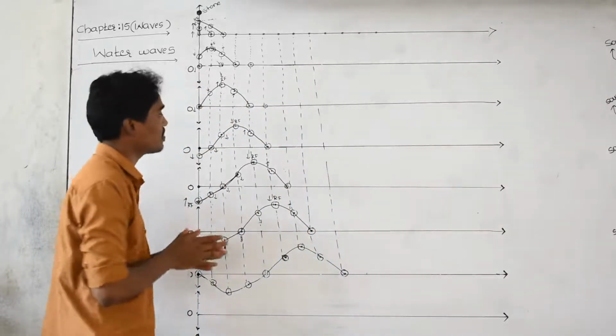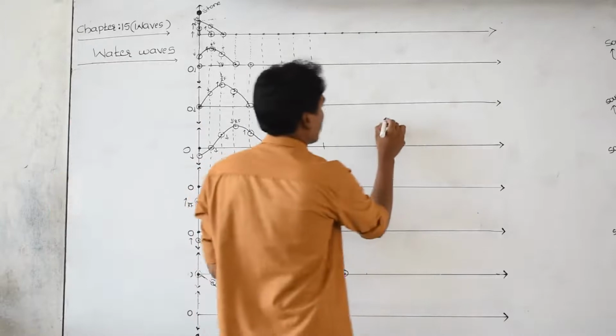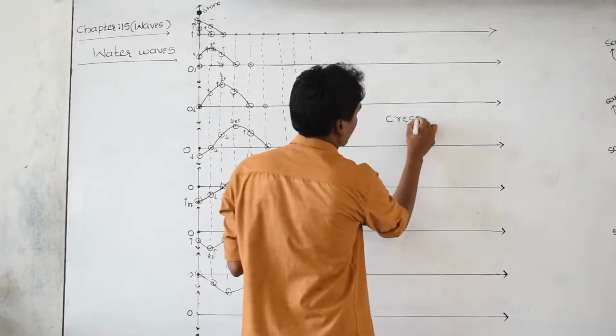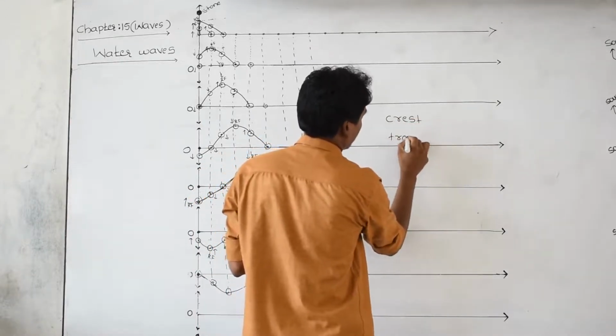One is a crest, another one is a trough.